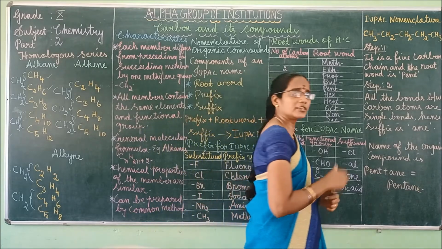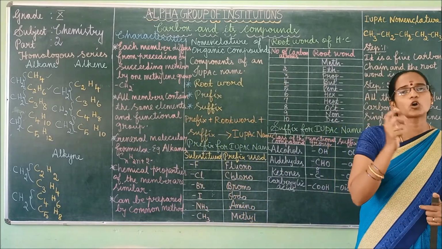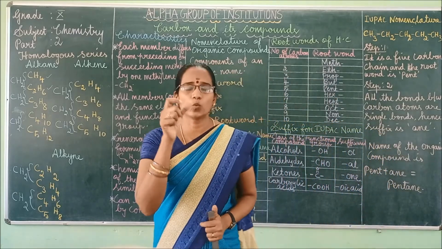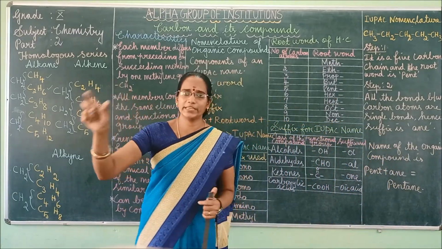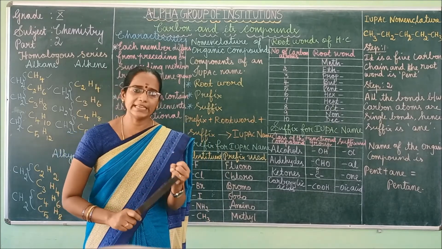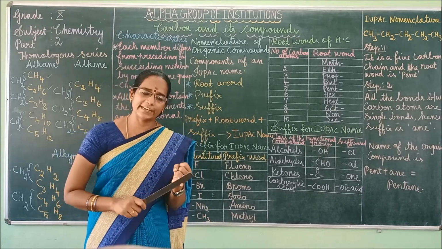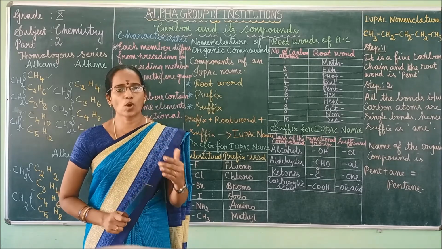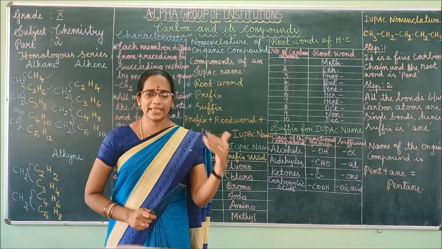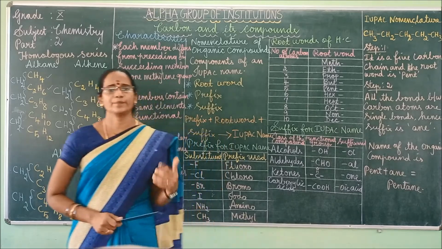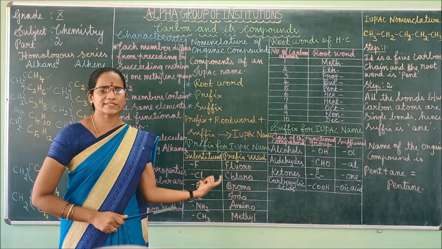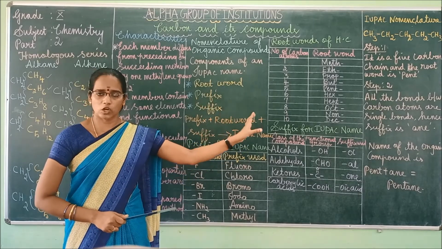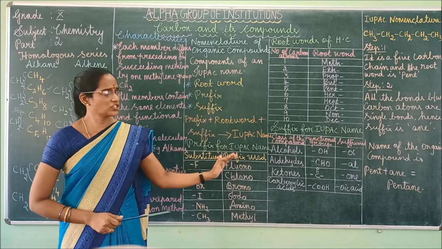If all the bonds between the carbon atoms are triple, then the suffix "yne", Y-N-E, has to be used. A-N-E for single bond, E-N-E for double bond, and Y-N-E for triple bond. Mainly the suffix focuses on the functional group of the compound. Got it, children? Right? Okay.